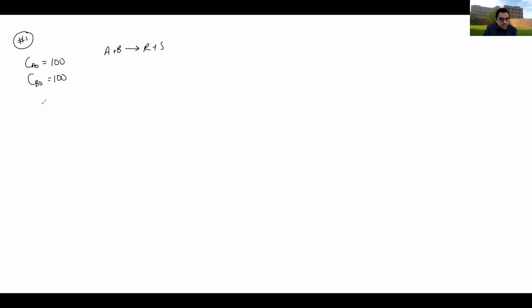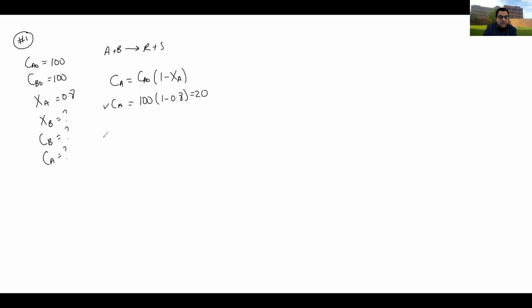You're given also XA is equal to 0.8, and you're told to calculate XB, CB, and CA. Okay, so this is sort of a simple problem. Let's start with CA, because I have XA and CA note, so I can calculate CA using the definition of conversion. So CA is equal to CA note times 1 minus XA. This is equal to 100 into 1 minus 0.8. This is equal to 20. Okay, so I have CA.